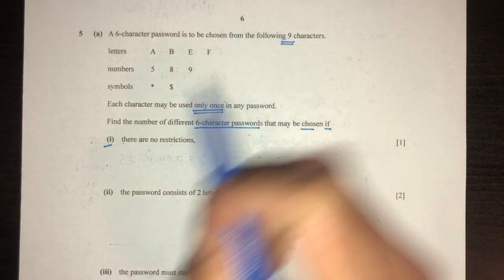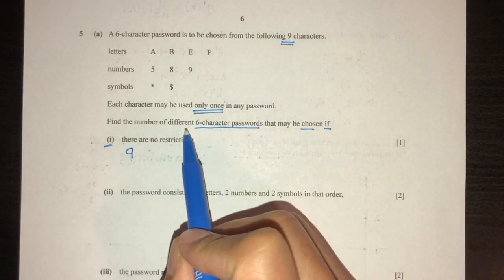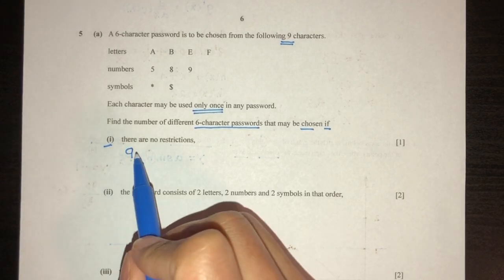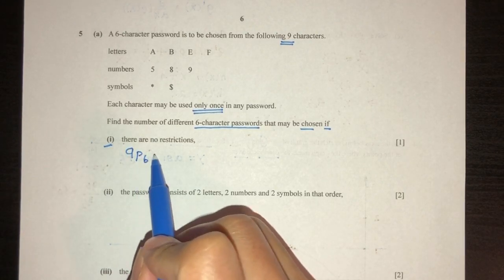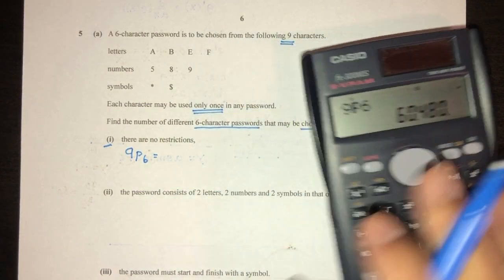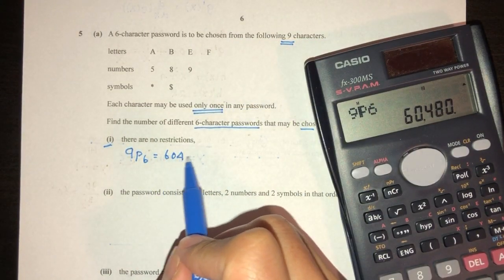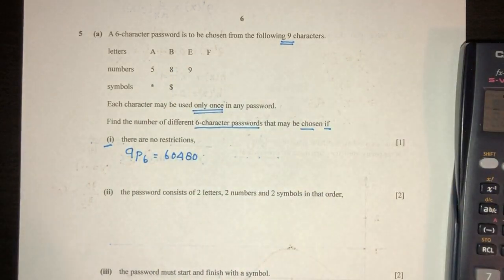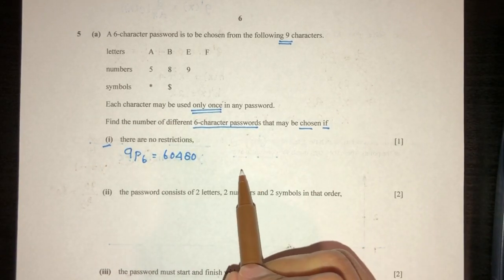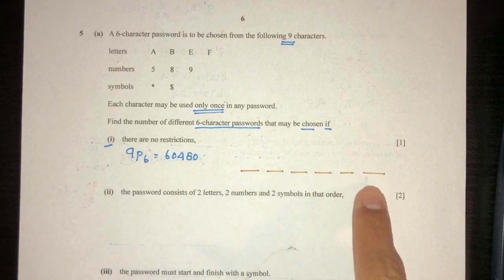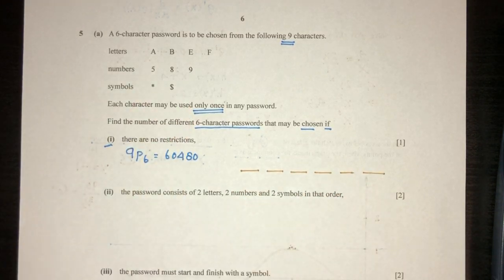So we have 9. We want to select 6, but here the order is important because of password. That will be permutation 6. Okay, that will be 9P6. That will be 6480. Okay, but now let's say if you don't know how to use this P thing, you can always go back to the basics. For example, we have 6 spaces: 1, 2, 3, 4, 5, 6.